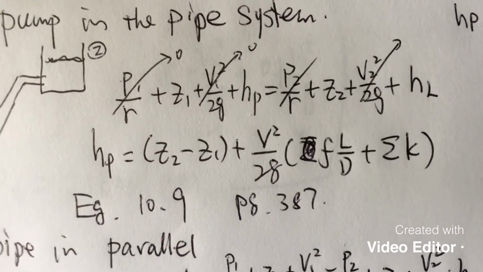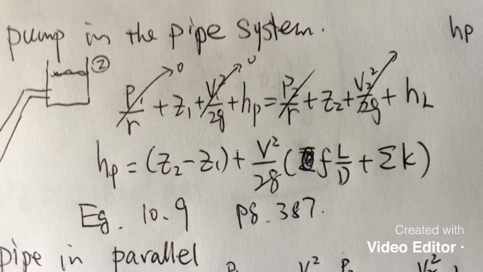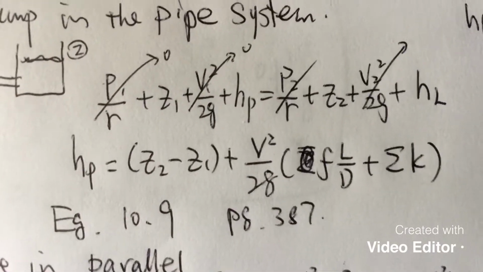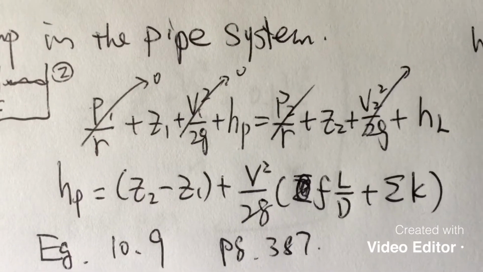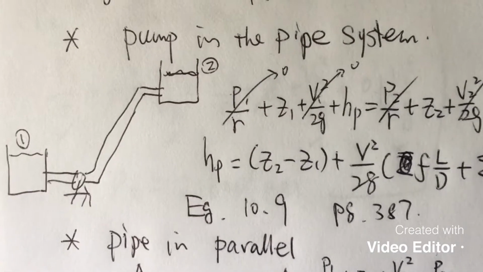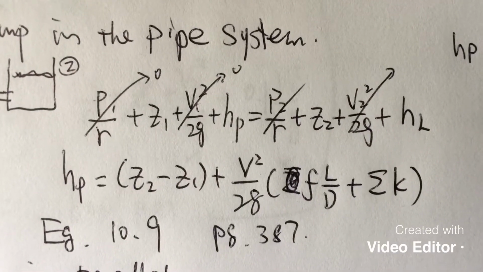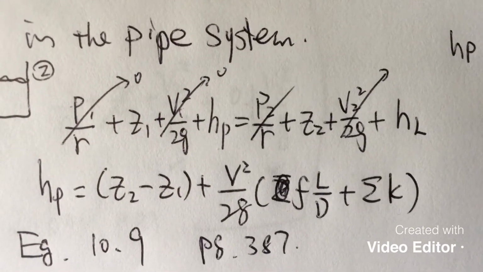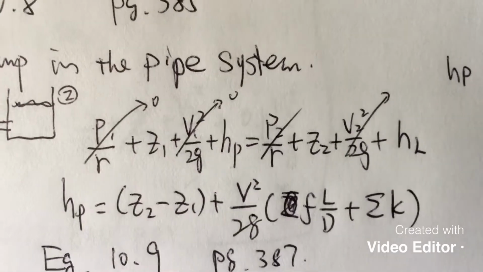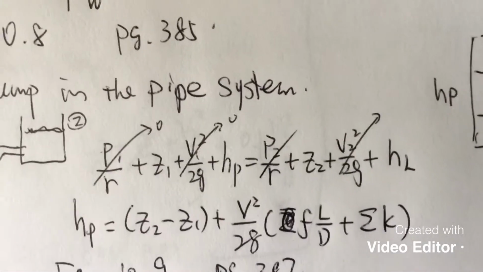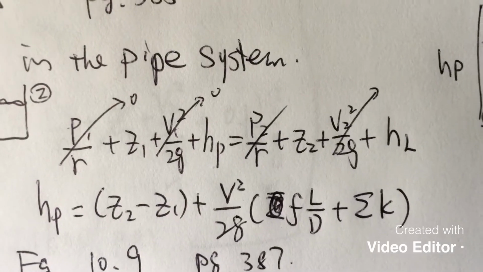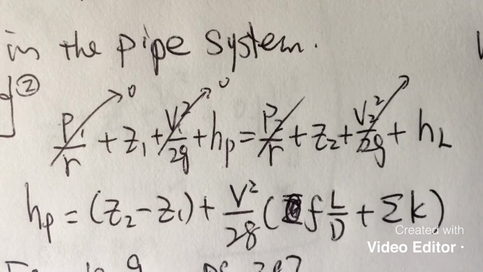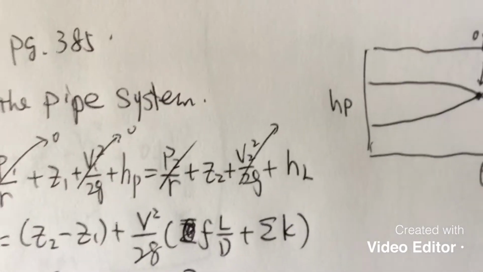The pump head required by the system is to overcome the first term, which is the elevation difference. Right? You try to overcome the elevation difference, as well as to overcome the losses. Right? Okay. So pump head is to overcome these two items, to overcome the elevation difference as well as the losses.